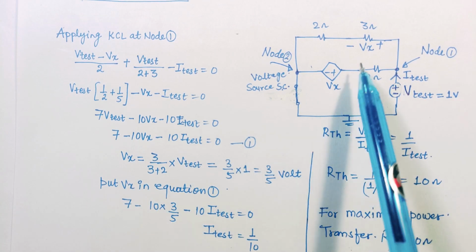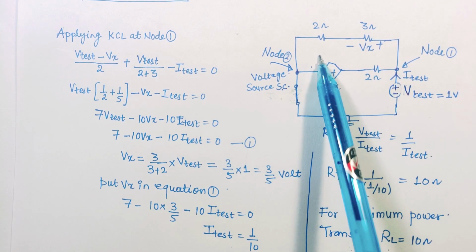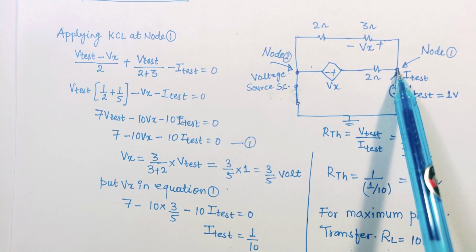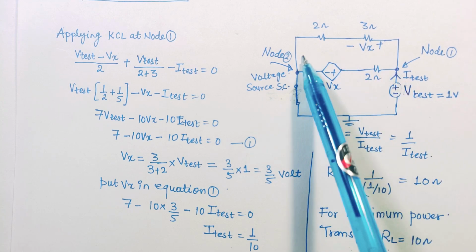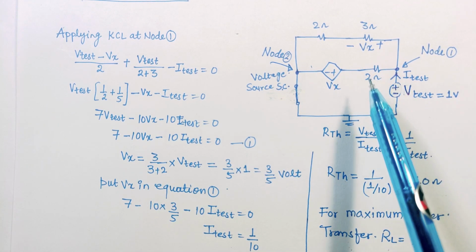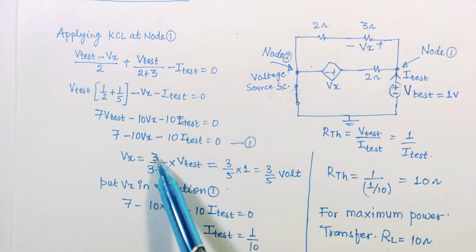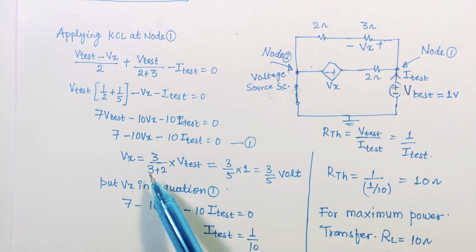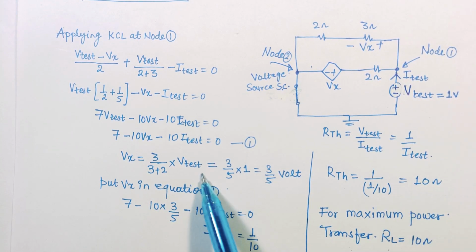If we calculate Vx in this circuit, then the total voltage across this 2 ohm and 3 ohm resistance is V test. This V test voltage will be applied along this branch. So using the voltage divider rule, Vx will be equal to the resistance across which voltage needs to be found, that is 3 ohm, upon the sum of the resistances 3 plus 2, into the total voltage across these resistances, into V test, that will be equal to 3 upon 5 volt. We will put V test equal to 1 volt here.